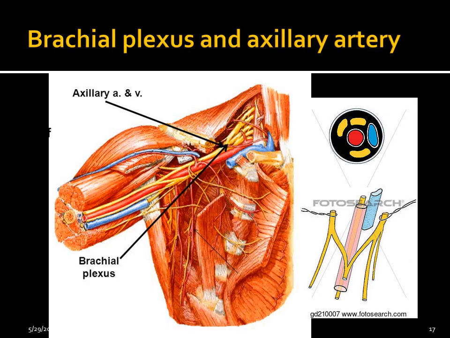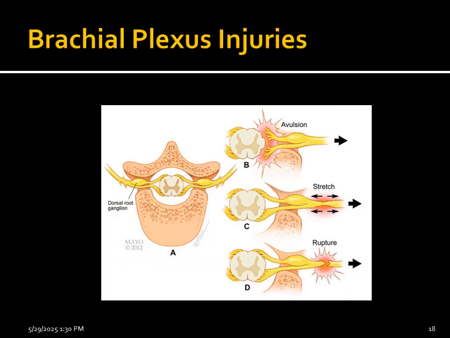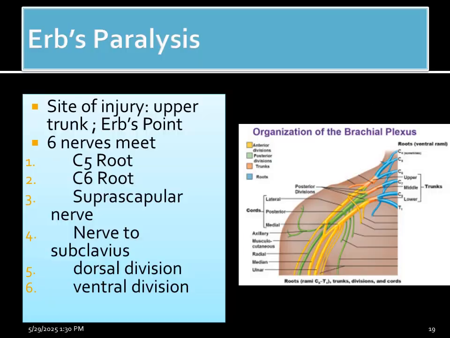This is the brachial plexus forming from the root of the neck to the axilla. They combine to form the same branches, and the axillary artery is also continuously forming. This is the brachial plexus injury. The brachial plexus has three types of injury: avulsion injury, stretching injury, or rupture injury.